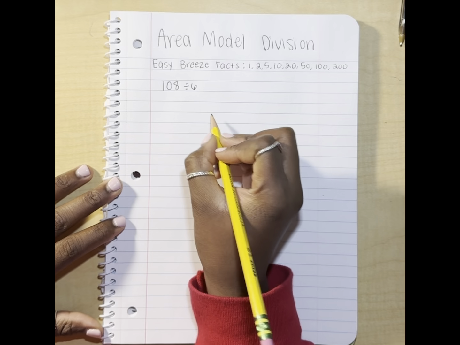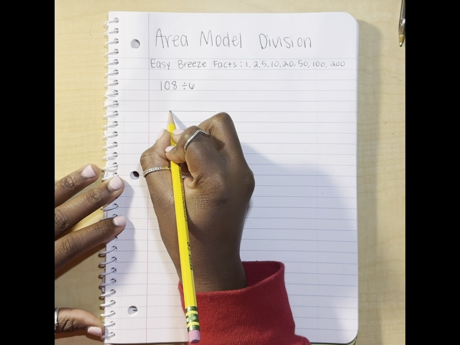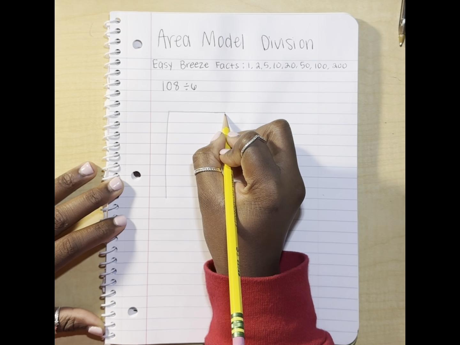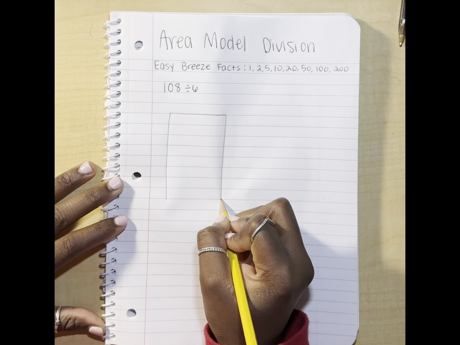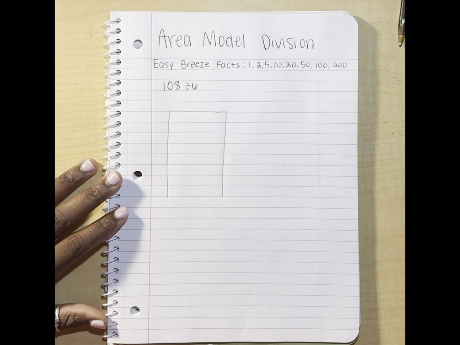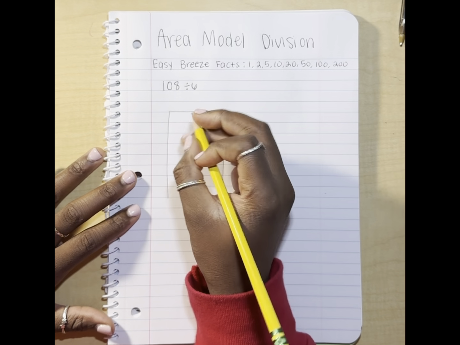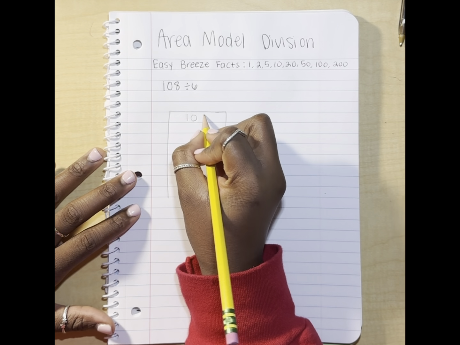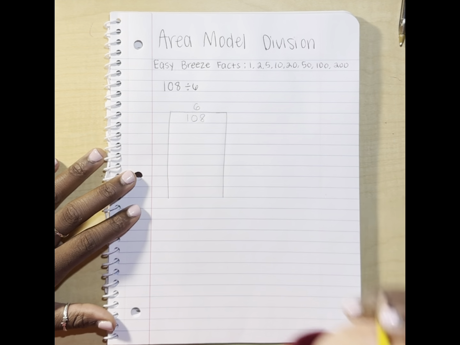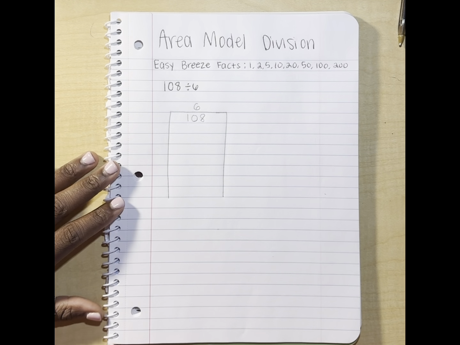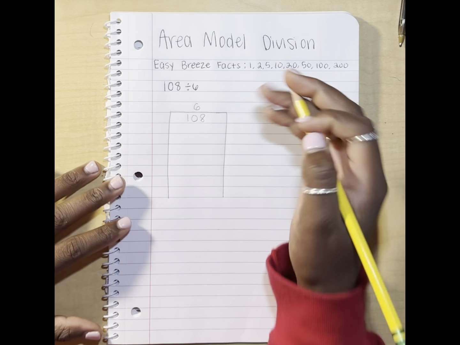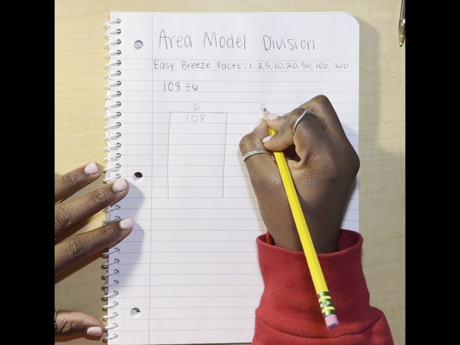One of the first things we want to do is create our area model box. Notice my box isn't super big, but it's not too small where I can't fit my numbers inside. Our big number is going to go inside, and our smaller number is going to go on the outside. So I have my box set up. The next thing I want to do is write down my easy breezy facts for 6, to the side.